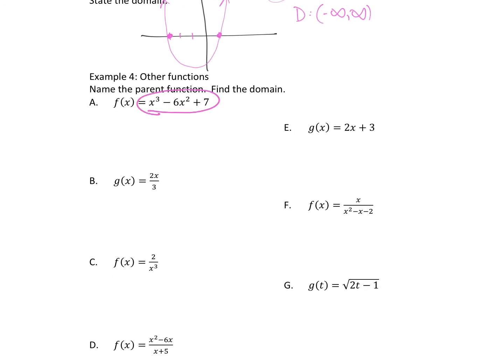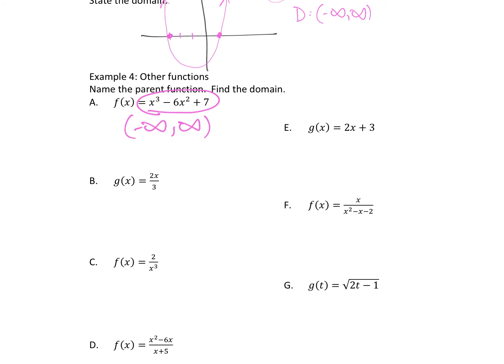What would the parent function of that be? Cubic. It's a cubic, right? Because it's got an x cubed in it. So that's like the S shape. Every S shape goes all the way to the left, all the way to the right. Yes? Therefore, what's my domain? Negative infinity to infinity. Oh, yeah, because cubic. You're not supposed to have to sketch these.